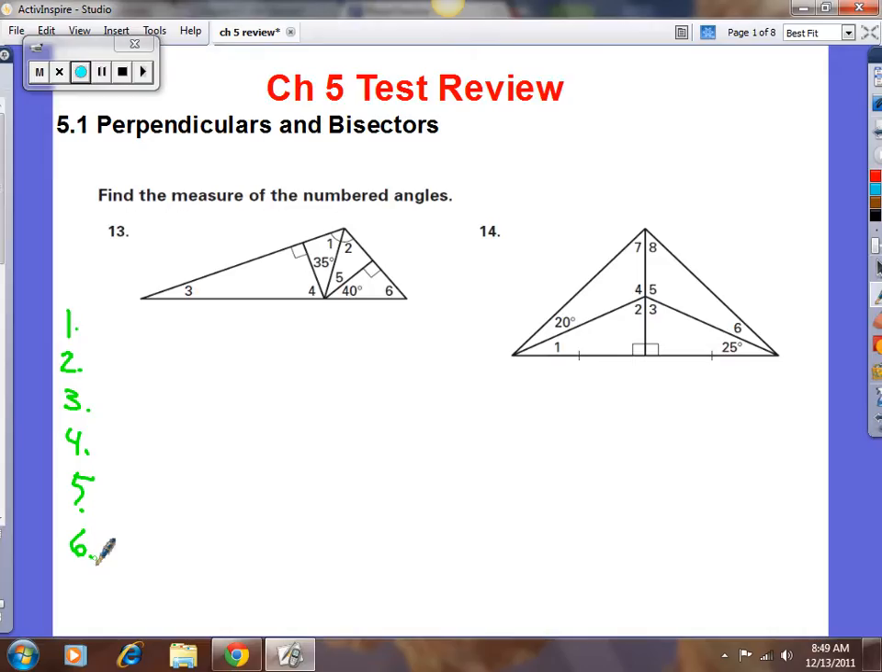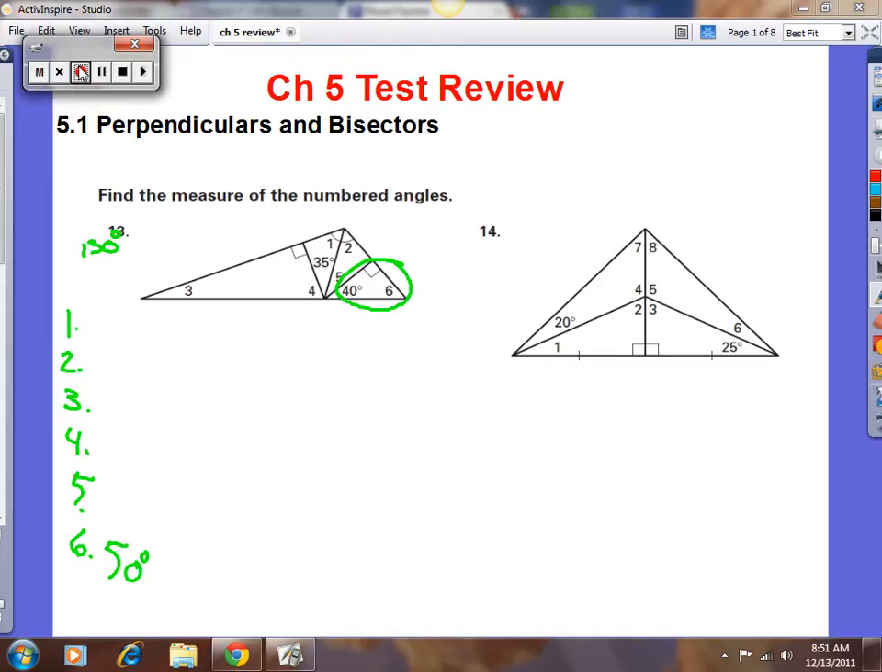6? Okay, if you have right here 40 degrees and 90 degrees, the total is going to be 130 degrees that you're using. And if there needs to be 180, that means this guy's got to be 50 degrees. Nice. Okay, after 6, where else are we going to go?